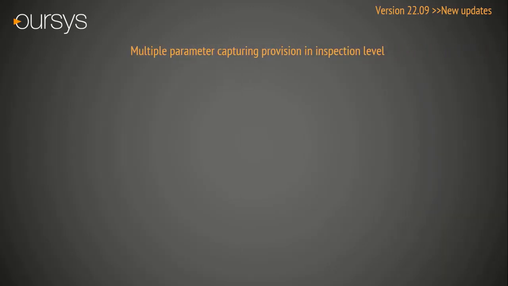Multiple parameters capturing provision in inspection level. Earlier, in inspection level, the inspector was not able to enter multiple parameters in a single entry. The system allowed only a single entry for one parameter. For example, if there are 10 parameters, we have to do the entry 10 times, once for each parameter, and this job is very critical and time consuming. Now with these new changes, he can enter all the parameters in a single click.